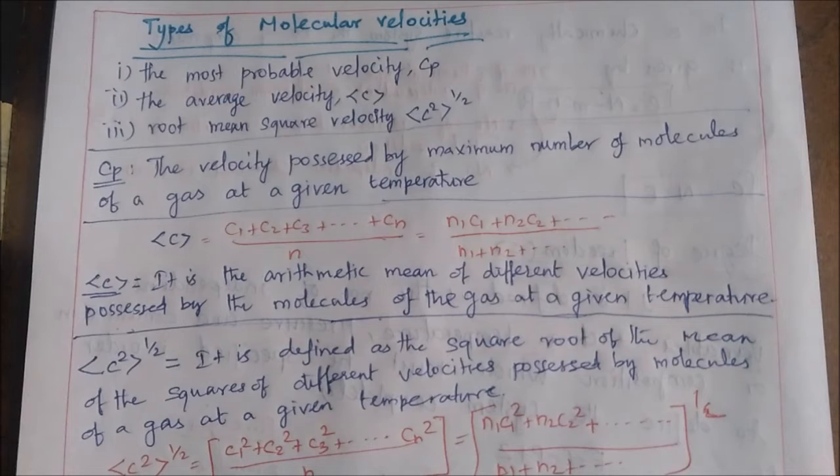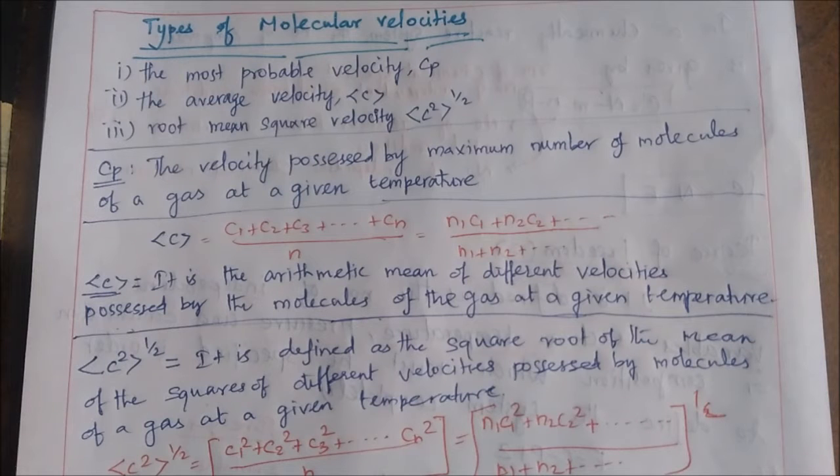Then the second type is the symbol C bar, that is average velocity or mean velocity or average speed or mean speed. So from the word itself we can understand what is average velocity. It is the arithmetic mean of different velocities possessed by the molecules of the gas at a given temperature. So the average of the velocities or the speeds possessed by different molecules is called average velocity.